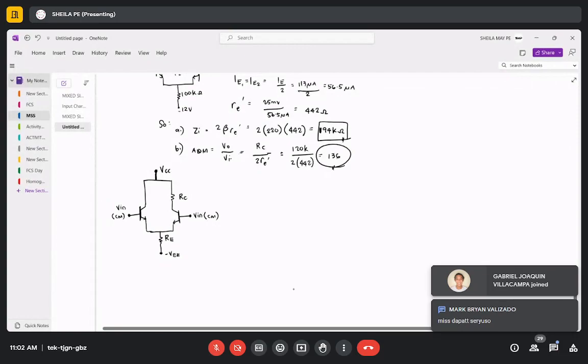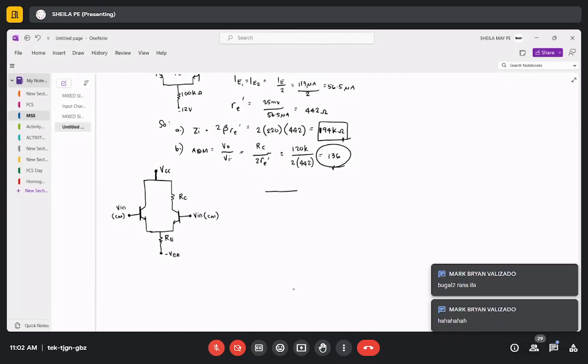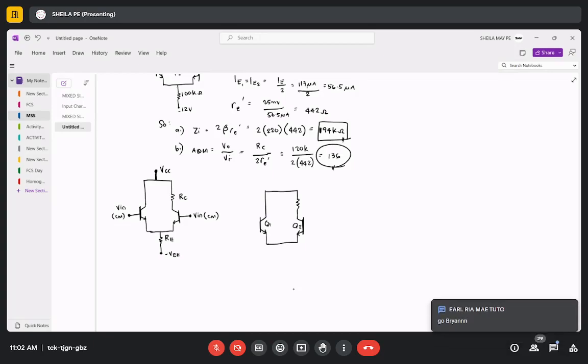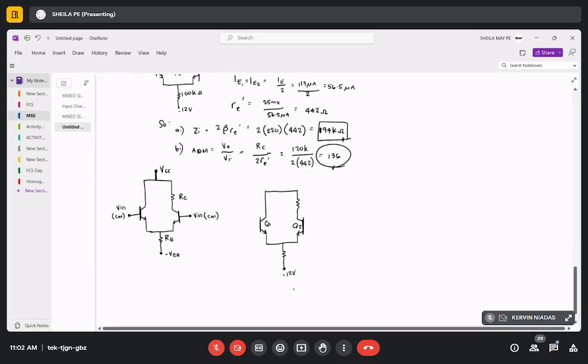So for this one, the equivalent circuit analysis is if we have an RC here, and transistors Q1 and Q2, and if we have RE, negative 12 volts, 200K, 100K, and a 12 volts here. I will just draw everything.